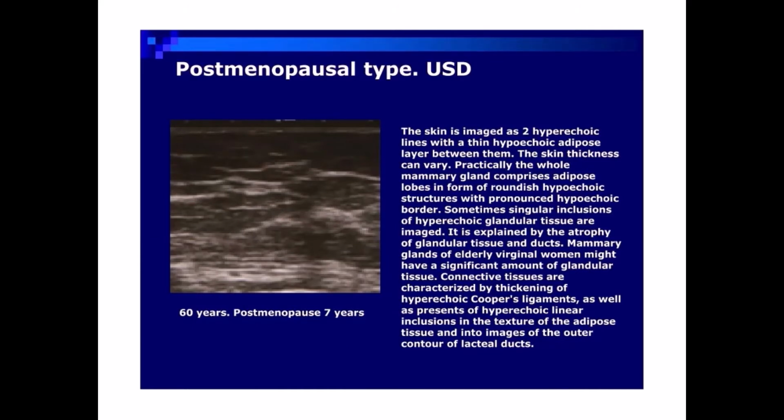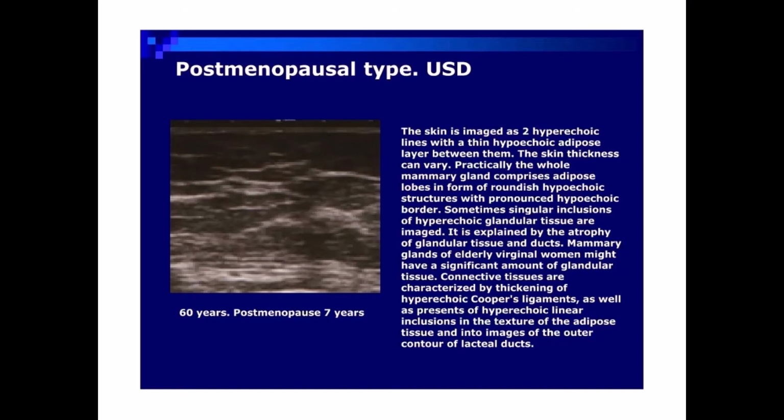Postmenopausal type, ultrasound. 60 years. Postmenopause 7 years. The skin is imaged as two hyperechoic lines with a thin hypoechoic adipose layer between them. The skin thickness can vary. Practically the whole mammary gland comprises adipose lobes in form of roundish hypoechoic structures with pronounced hypoechoic border. Sometimes singular inclusions of hyperechoic glandular tissue are imaged. It is explained by the atrophy of glandular tissue and ducts.